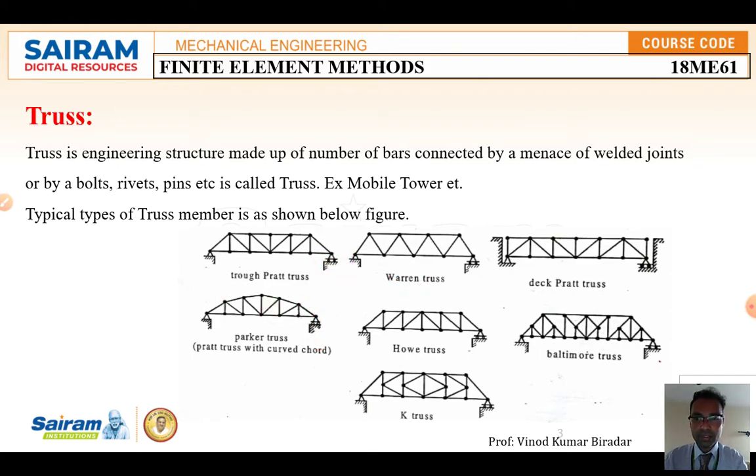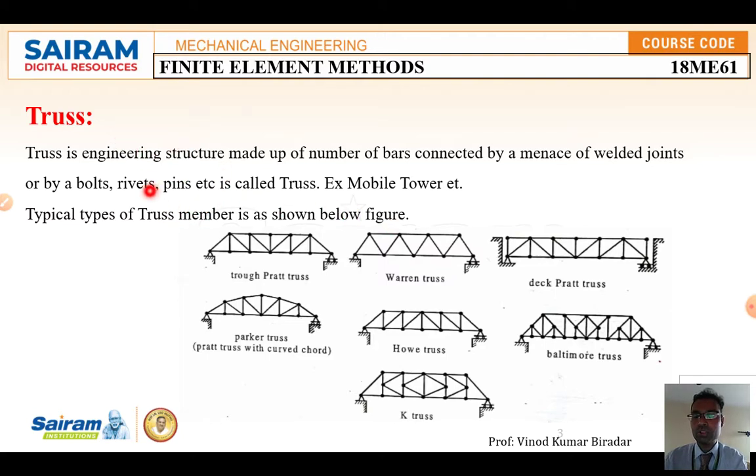A truss is an engineering structure made up of small bars. So 1, 2, 3, 4, these are the bars, which are connected by welded joints or rivet joints, pins, whatever. Such an element we are going to call a truss element. Nowadays, the best example is a mobile tower, which is made of small bars. That is the best example of a truss element.